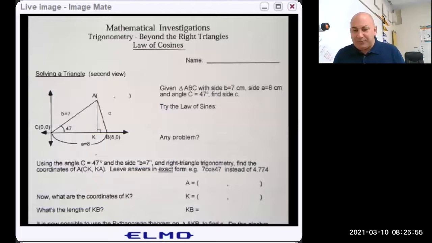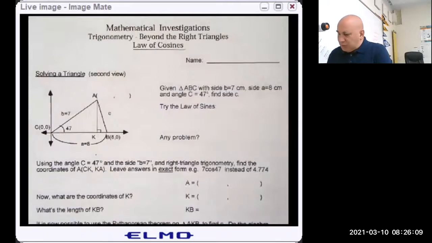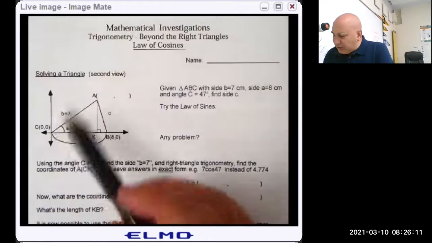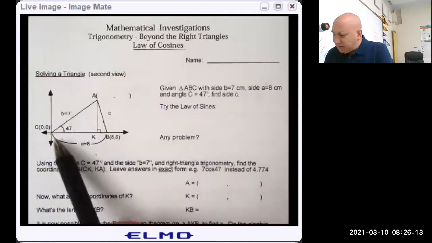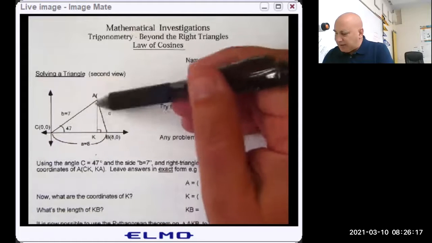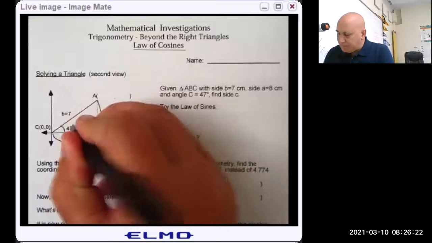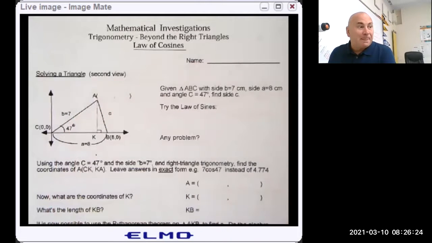Here's a great kind of discovery learning thing that I came upon many years ago, and I find it to be really good at helping us derive the law of cosines. So you'll notice that we have a triangle. This side is 7. This entire side is 8. We don't know this side. And this angle is 47 degrees.